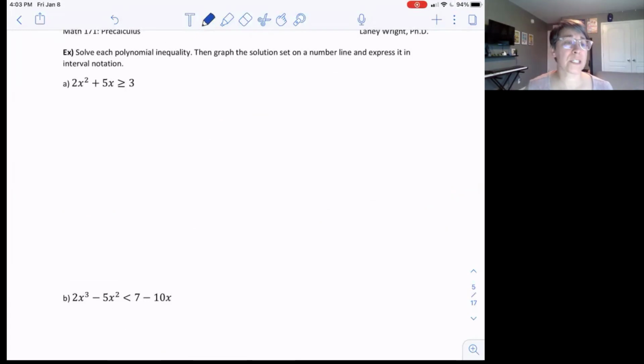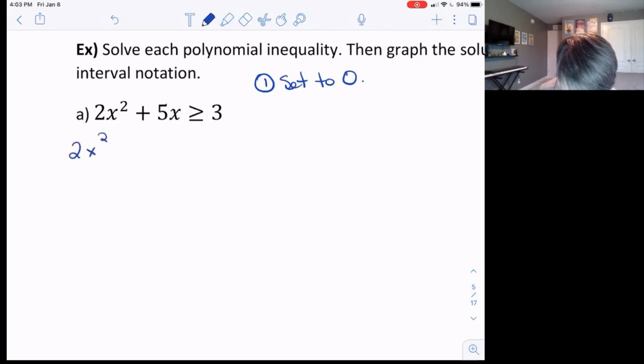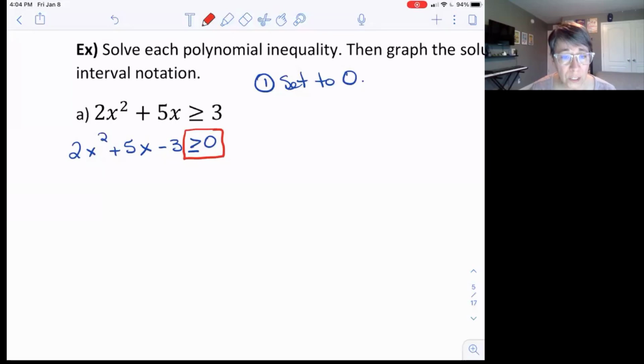So let's try our first example where we're solving a polynomial inequality. And then they want us to graph it on a number line and express it in interval notation. Well, here are some steps. First of all, we want to set the inequality to 0, because remember, that's where things change when it crosses that x-axis. So if we subtract 3 from both sides, we get 2x squared plus 5x minus 3 is greater than or equal to 0.